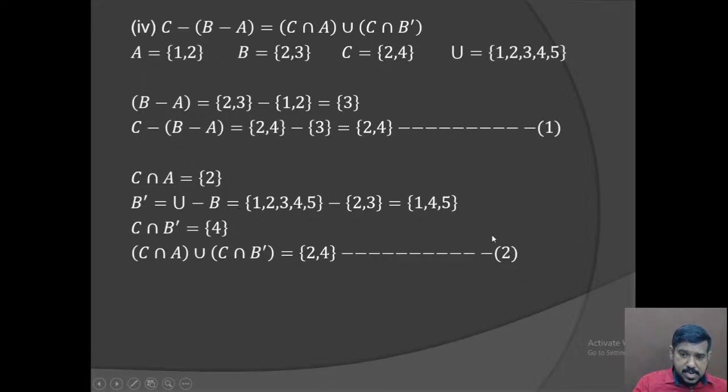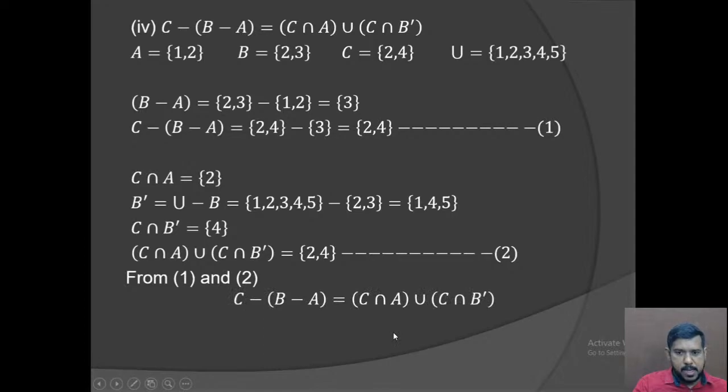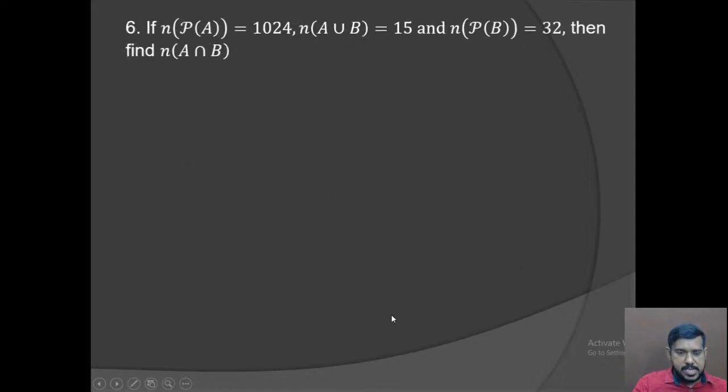Consider this as equation 2. So equation 1 and equation 2 are the same. So from that we can say that C minus B minus A is equal to C intersection A union C intersection B dash. Okay. Now we'll get to the next problem.